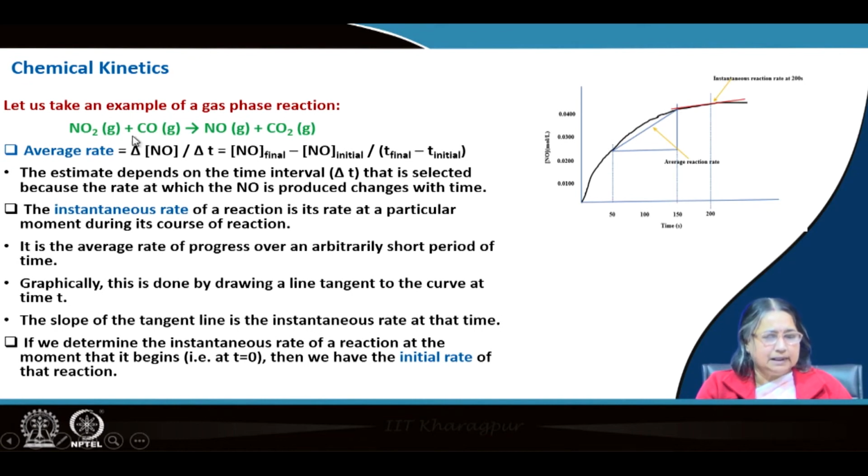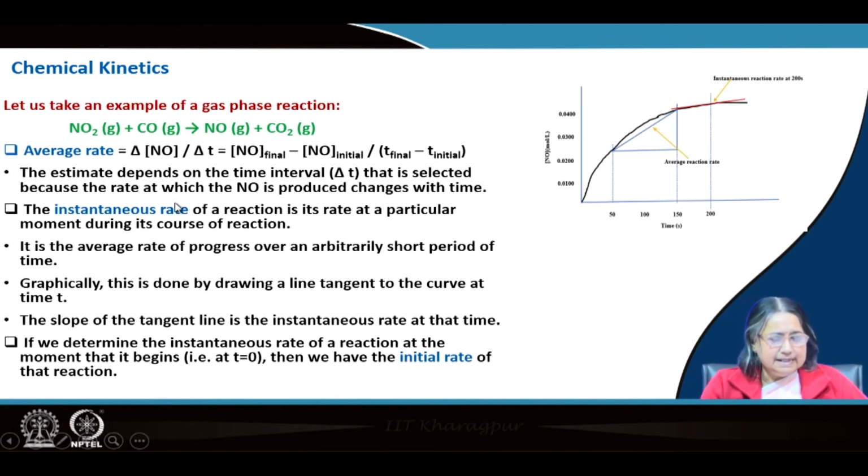Now, taking some example, NO2 plus CO, the same example, the average rate we can express in terms of NO. That means the concentration difference of NO divided by the time difference. So, NO the final concentration minus NO the initial concentration, by the time final minus initial. So, that is the average rate. The time delta t may be large also, no problem for the average rate determination.